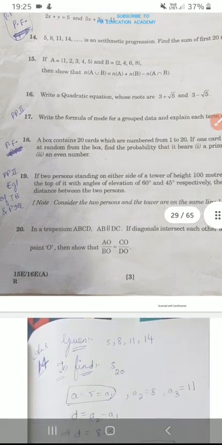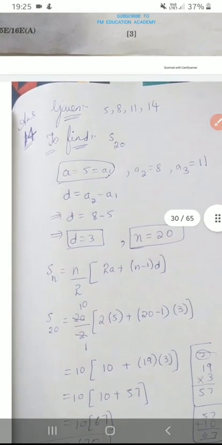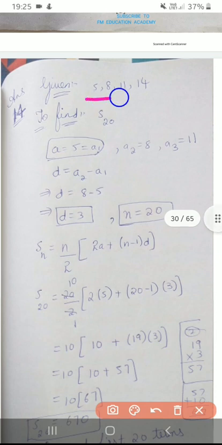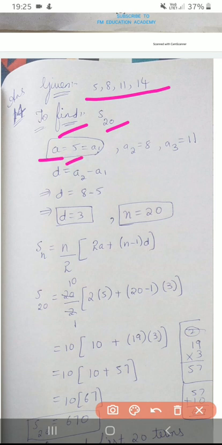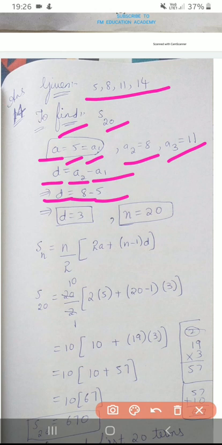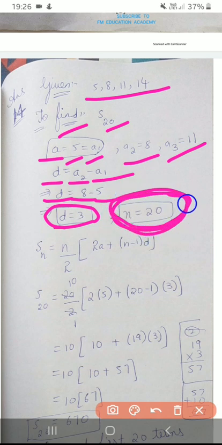So, here the series given to me is 5, 8, 11, 14. And I have to find out S20. First term a is equals to 5 is equals to a1, a2 is equals to 8, second term, third term a3 is equals to 11. Common difference is a2 minus a1. So d is equals to, what is a2? 8 minus what is a1? 5. 8 minus 5 is 3. So we got the value of d as 3. And what is the number of terms given to us? n is 20. How did I know whether n is 20? Did it say in the question? Yes, it said indirectly that find out sum of first 20 terms. Since it told find out the sum of first 20 terms, n value we got is 20.